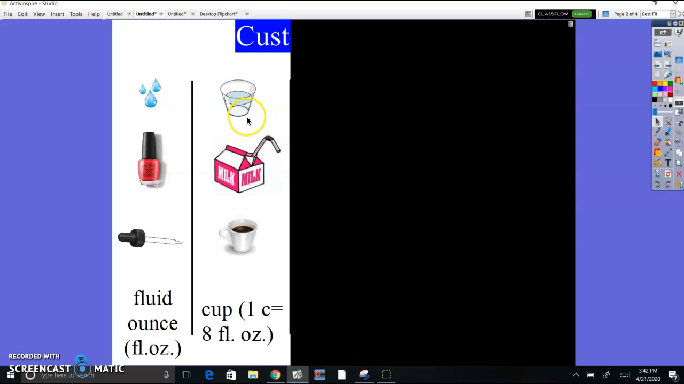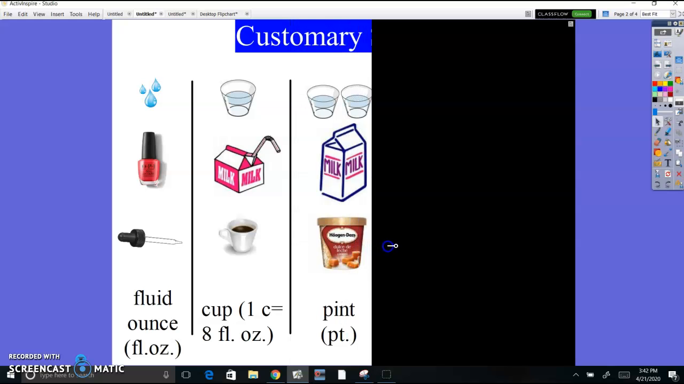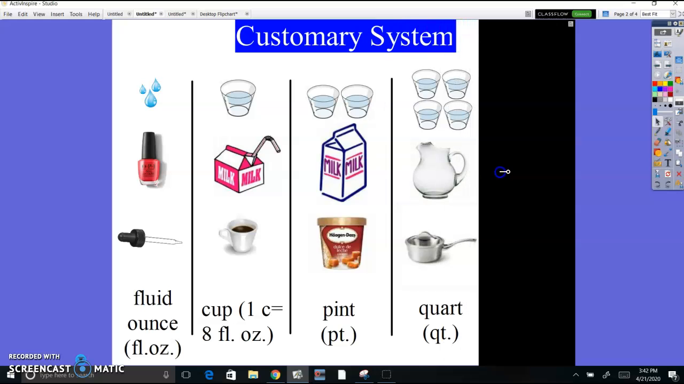Back to cup. A cup is about 1 small carton of milk, just like the carton of milk that you get from the cafeteria. That's about 1 cup. A small coffee cup can also hold about 1 cup of liquid. If you have 2 cups together, you make a bigger container of milk and more ice cream. That makes a pint. The abbreviation is PT. A pint is about 2 cups, which is about 16 fluid ounces, because 8 plus 8 makes 16. When you have 4 cups, you make 1 quart.